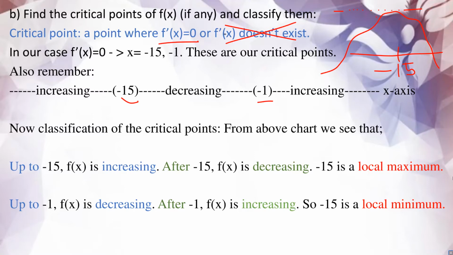As you can see, the function doesn't take any higher value. That's why we call it a maximum. That's how you classify the critical points. Let's do the same thing for minus 1.